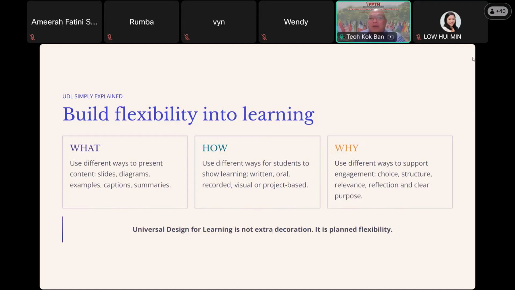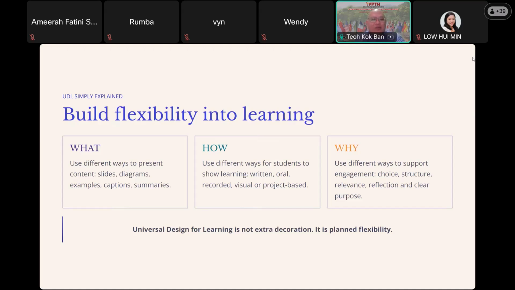That is something common, especially among teachers. UDL can sound complicated when we first hear the terminology, but I want to explain it in the simplest way possible. So think about three questions only. First, what? How do students receive the information? Do we really rely on spoken explanations, or can we combine spoken explanation with slides, diagrams, examples, captions, or short summaries? So that is about what we can do.